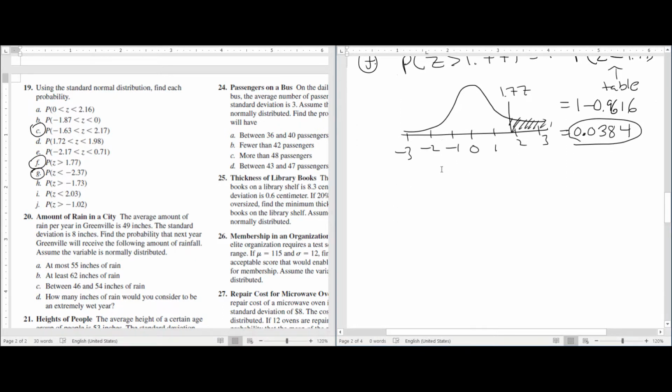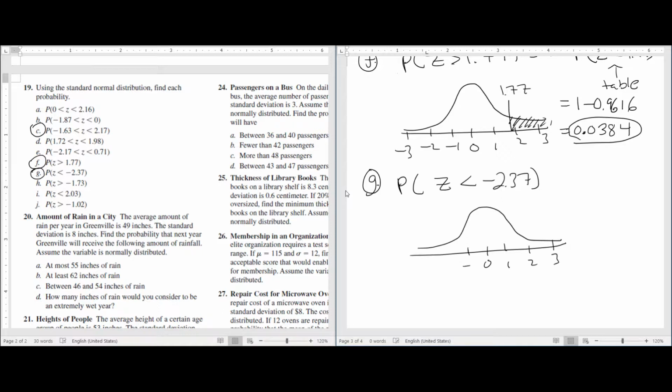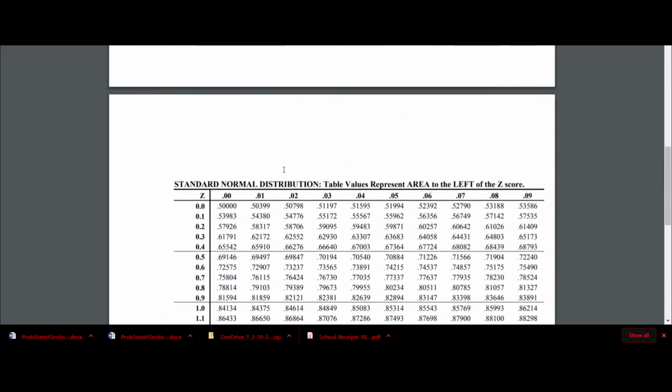All right, so let's look at G. For G, you want the probability that Z is less than negative 2.37. So we're going to draw the bell curve. That wasn't too great, but it's okay. 0, 1, 2, 3. So negative 2.37 right there. We want to the left. Since the table automatically gives us to the left, we can just look up this number and call it a day for that. So negative 2.37.